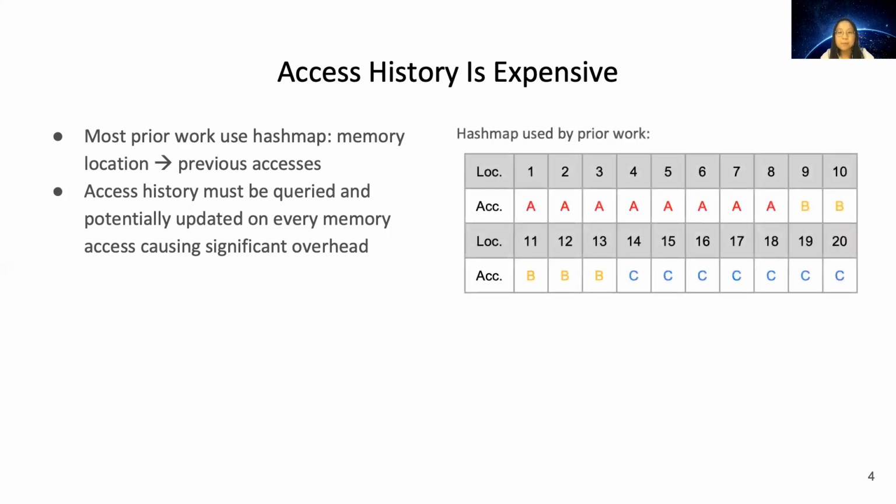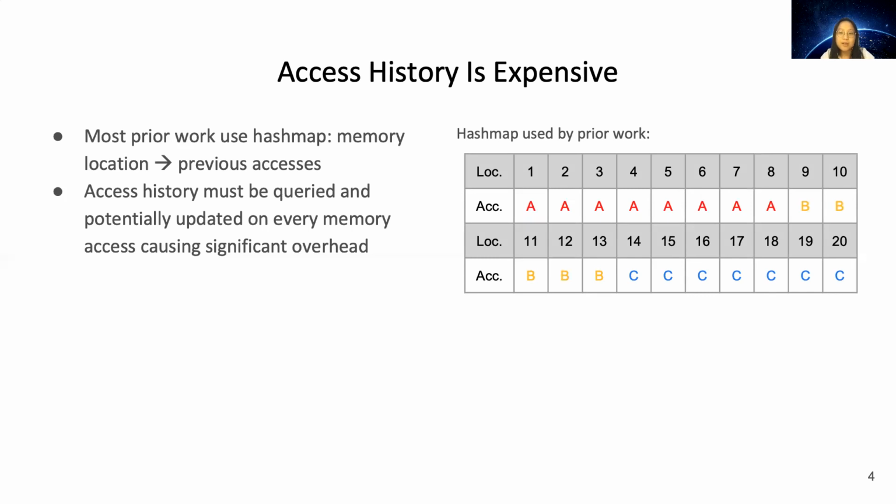As an abstract example, say we have memory locations 1 to 20. Locations 1 to 8 were previously accessed by a strand with ID A. Locations 9 to 13 were accessed by strand B. Locations 14 to 20 were accessed by a strand C. The hash map will contain 20 entries of memory location and its previous accessor. In general, the size of the hash map is as big as the number of memory locations written and read.